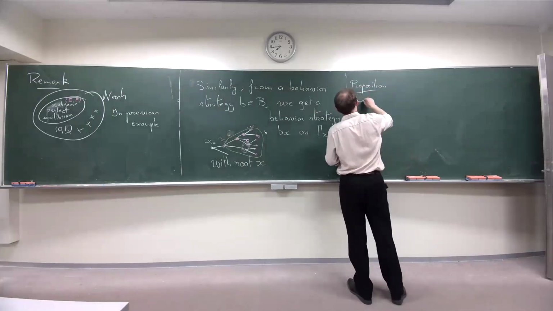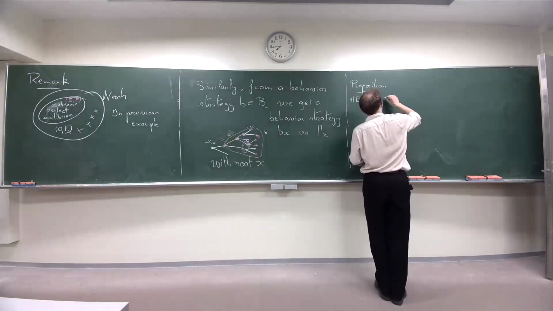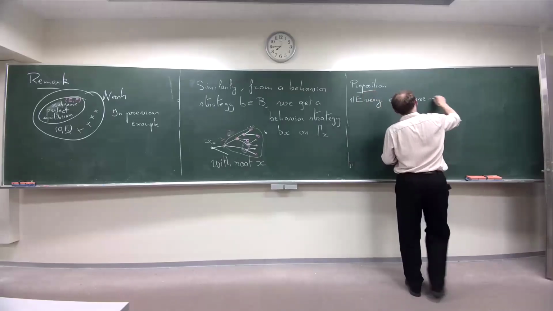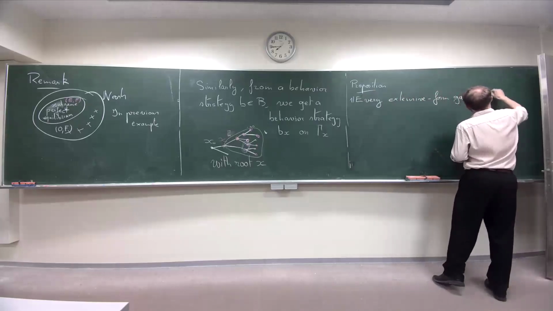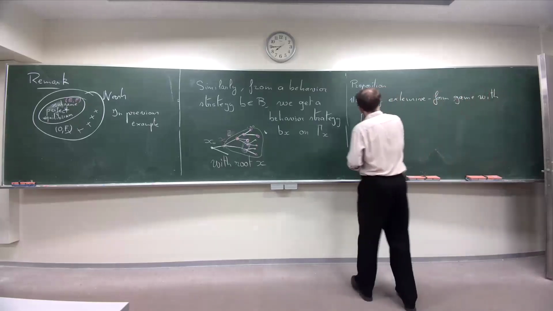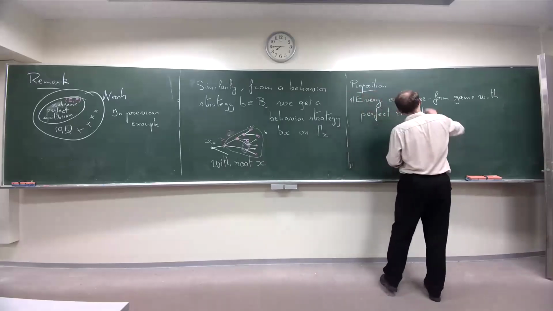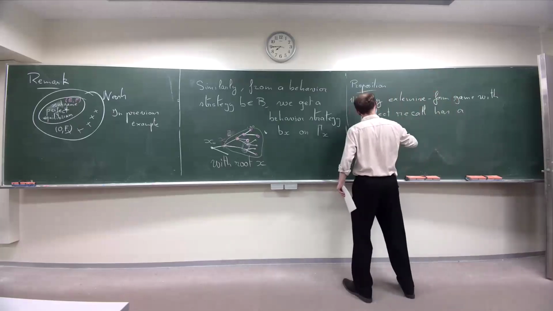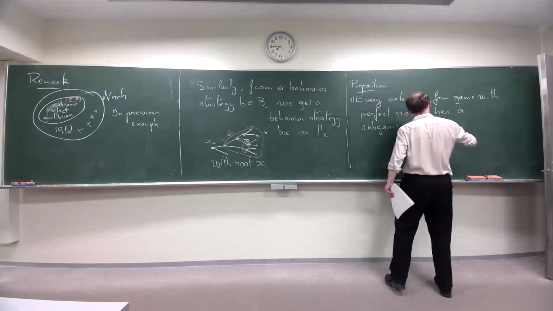Proposition, so it's in two steps. Every extensive form game with perfect recall, always this condition with perfect recall, has a subgame perfect equilibrium. So it's meaningful.